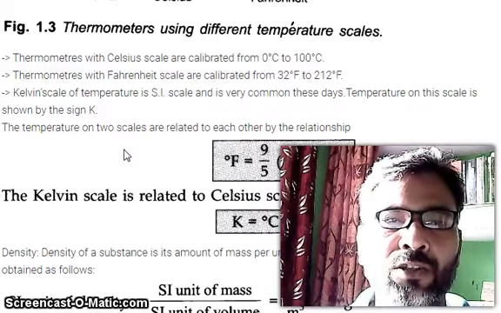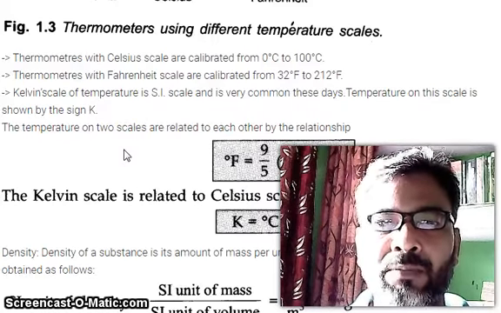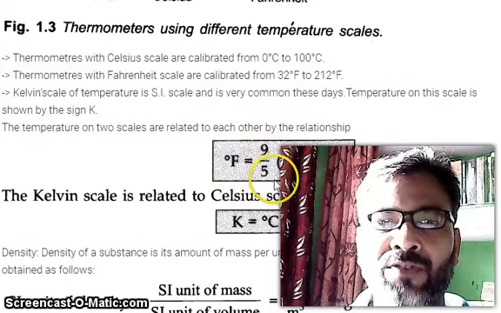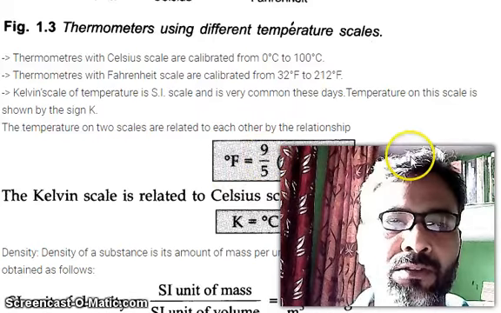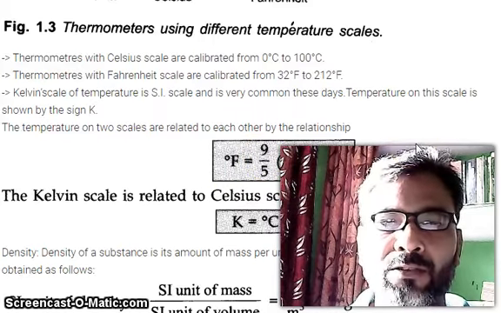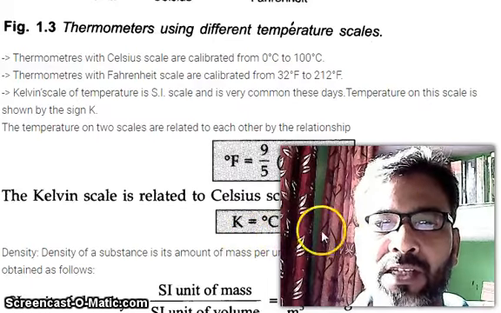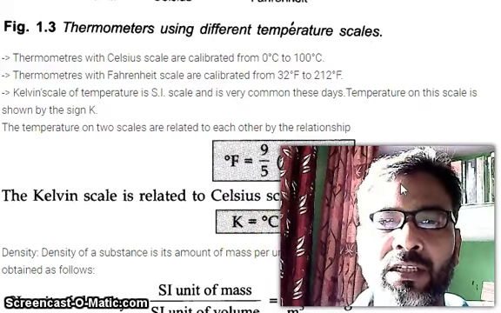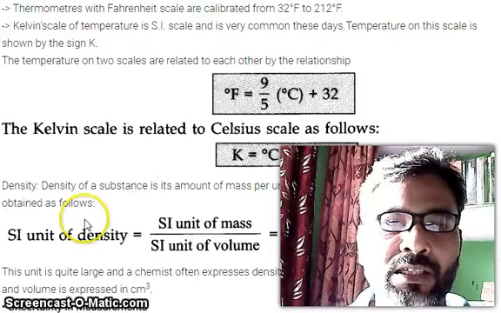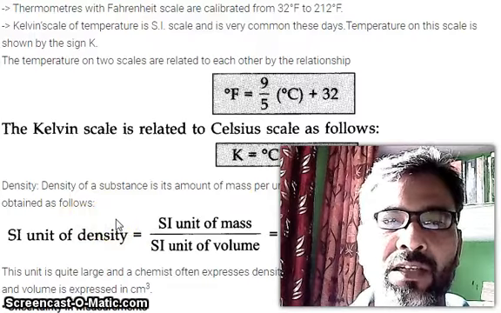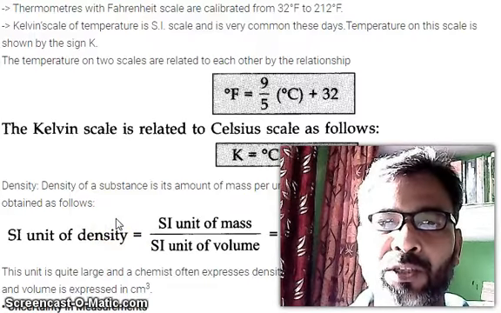The temperatures on two scales are related to each other by the relationship: Fahrenheit is equal to 9/5 times degrees Celsius plus 32. The Kelvin scale is related to the Celsius scale as follows: Kelvin is equal to degrees Celsius plus 273.15.